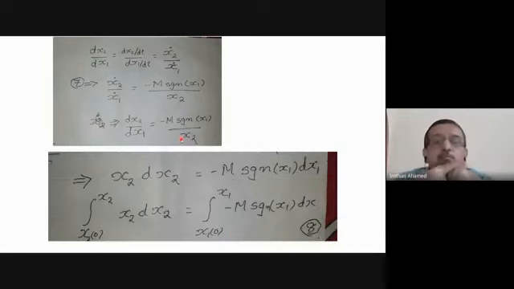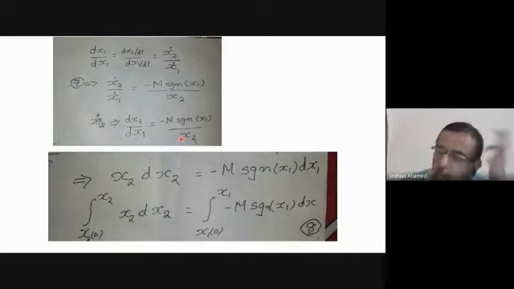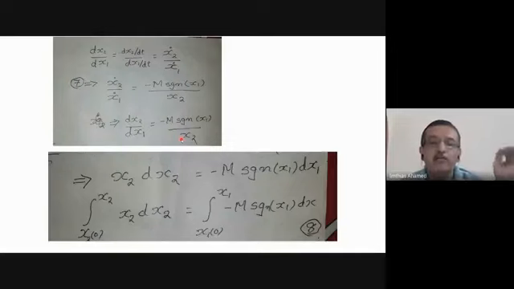Next slide. So I got x2 dx2 is equal to minus m sgn x1 dx1. And we have to integrate with the limits x2 0 to x2: integral x2 0 to x2 of x2 dx2 is equal to integral x1 0 to x1 of minus m sgn x1 dx1. Please, can you read this equation 8 once more, because that is most important in our further progress. Aditya, please read this equation 8.